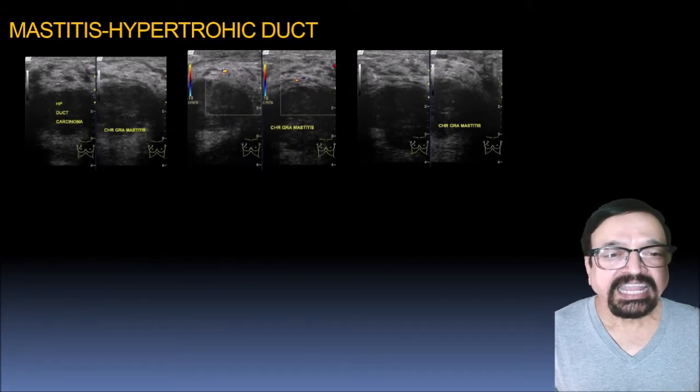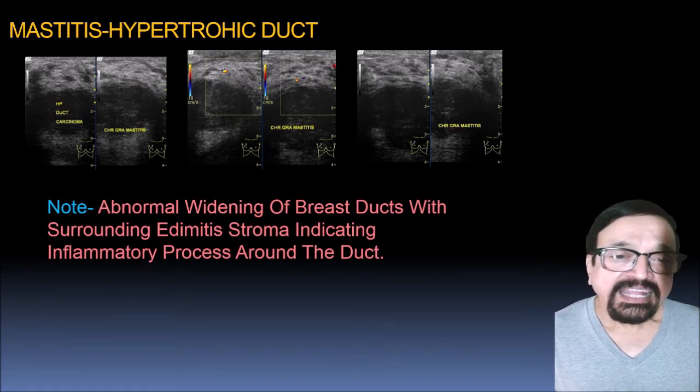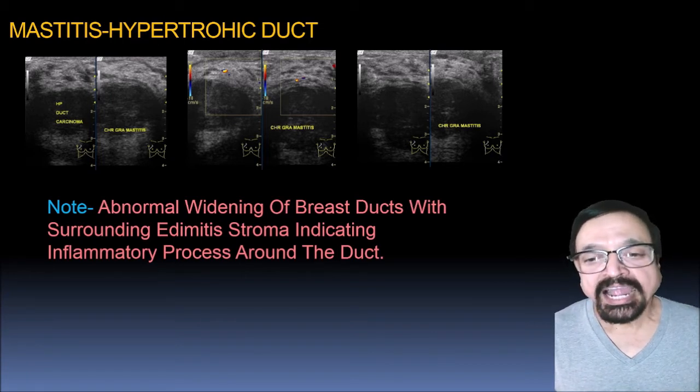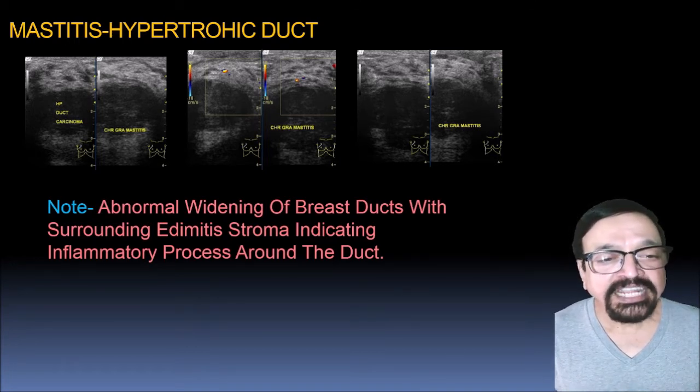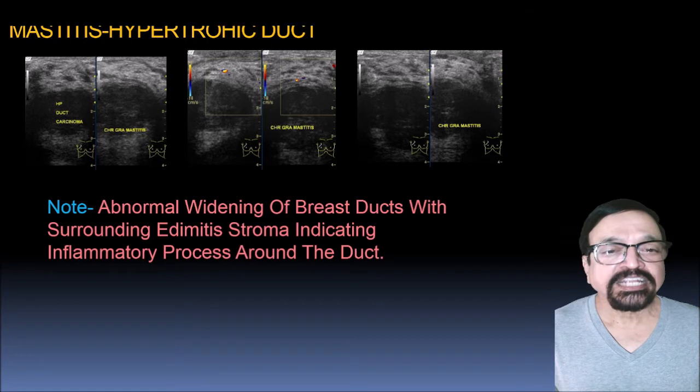Now here we are seeing a hypertrophic duct. It was considered abnormal widening of the breast ducts with surrounding edematous stroma, indicating an inflammatory process around the duct, on the sonography. However, the histopathology has proved it to be wrong. The sonographic and mammographic diagnosis was chronic mastitis. However, the histopathology came out as duct carcinoma. So these two are very close to each other and need to be differentiated.